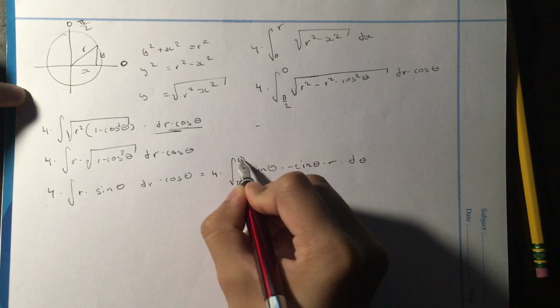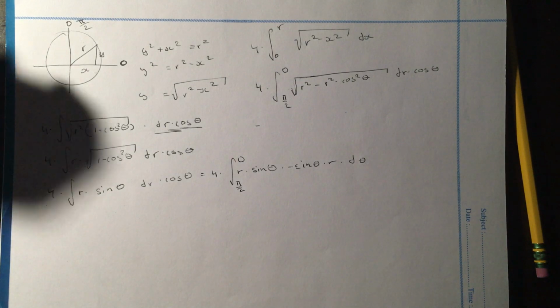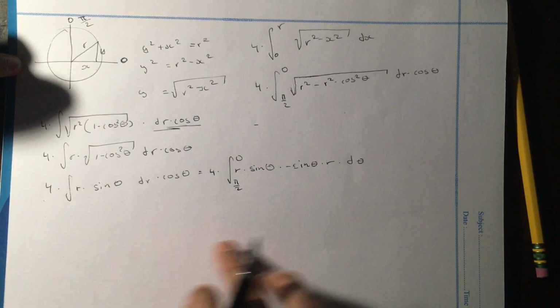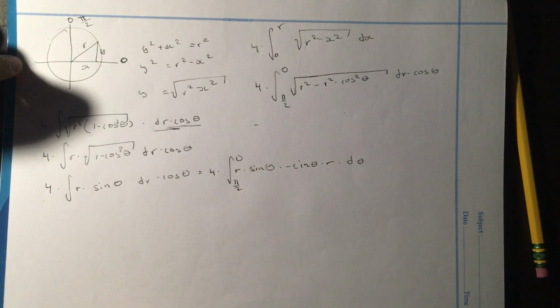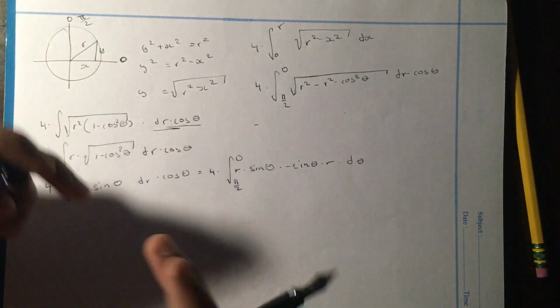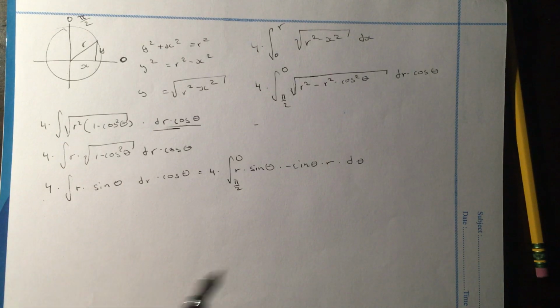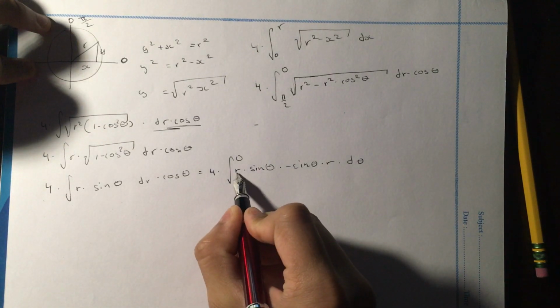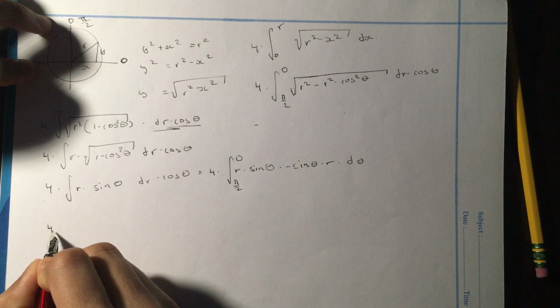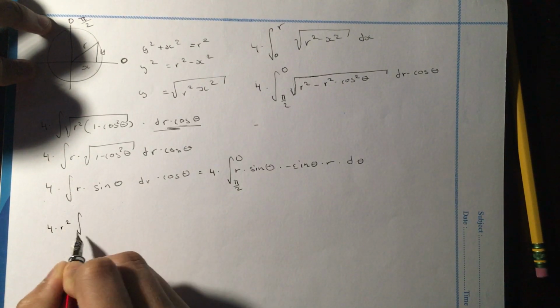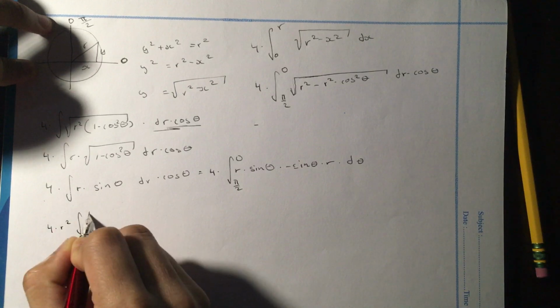Remember, don't forget what we're integrating from. Okay, cool. Let's move this down, and let's take anything that doesn't have theta in it out of the integral, because obviously it's not going to play any role in it, right? So we don't need r in the integral over theta, so we can take that out. So now we have 4 times r squared and the integral, right?